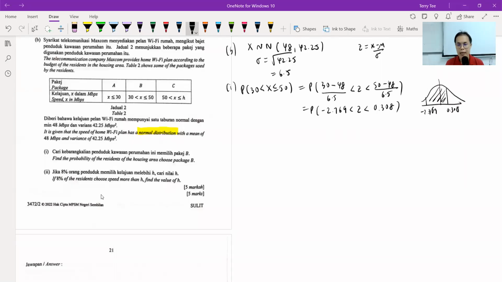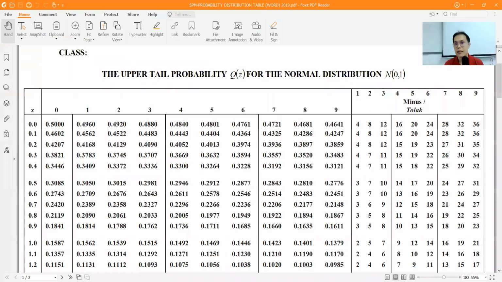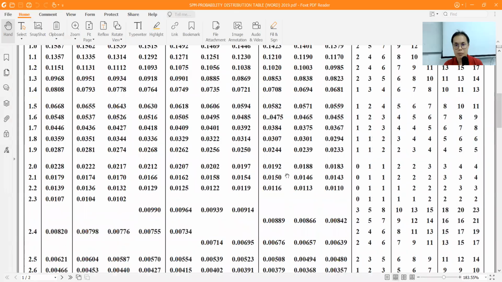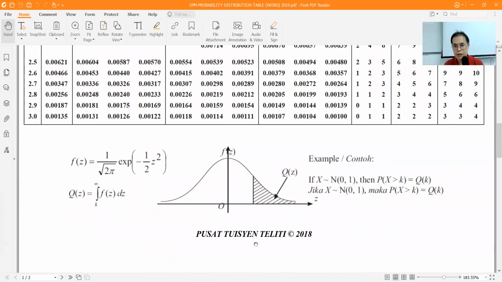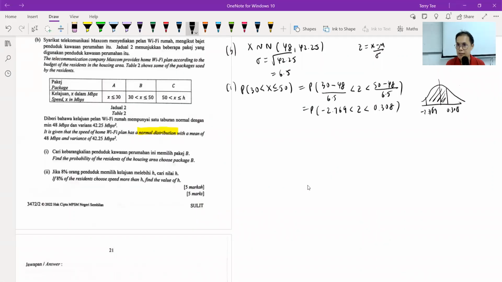But we know we have to use this mathematical table. And this mathematical table is based on the upper tail, right? So to find the upper tail, I would need to minus this part here. As for the one on the left, we have to flip over to the right. So we say 1 minus P(Z greater than the one on the left I flip over, 2.769). It becomes positive when you flip over, right? Then you minus P(Z greater than 0.308).